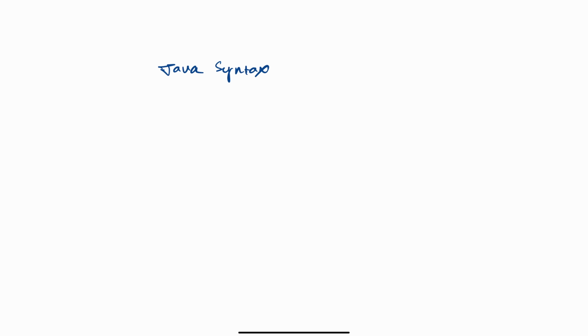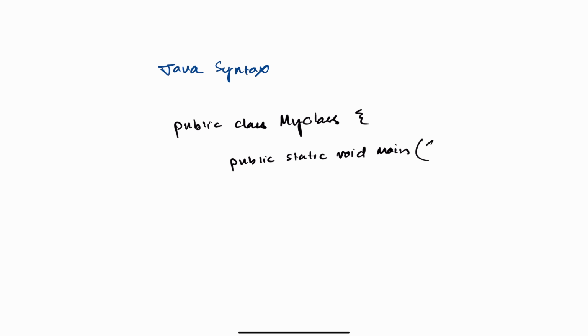Now let's write one piece of code. Let's say I have a public class, and the class name is, let's say, MyClass, and I'm going to start with brackets, and I have public static void main, and in the argument I'm going to write String[] args, and I'm going to start the program.